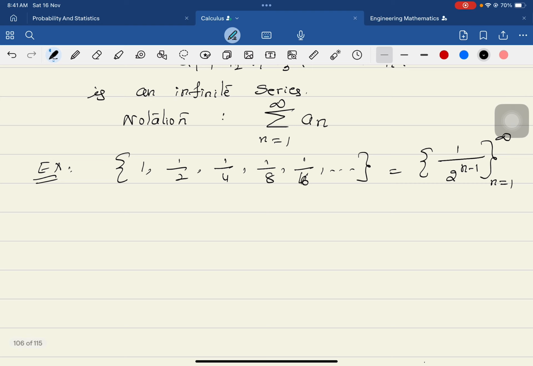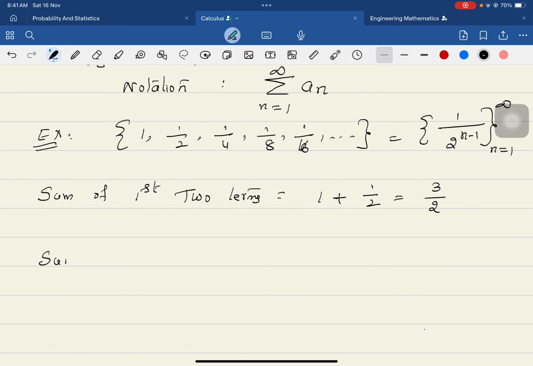Now I want the sum of the first two terms. Let us see what this is. This is given by 1 plus half. What is 1 plus half? It is 3 by 2.